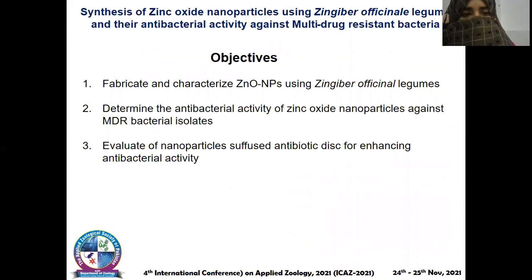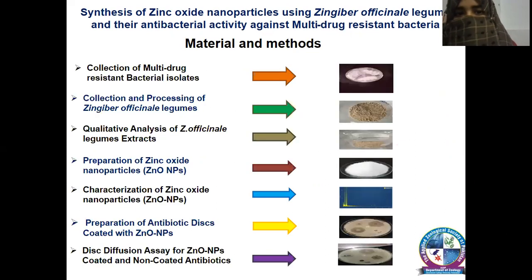Also, these are the objectives. Number one, fabricate and characterize zinc oxide nanoparticles using Zingiber officinale rhizomes. Number two, determine the antibacterial activity of zinc oxide nanoparticles against MDR bacterial isolates. Number three, evaluate nanoparticles coated on antibiotics for enhancing antibacterial activity.